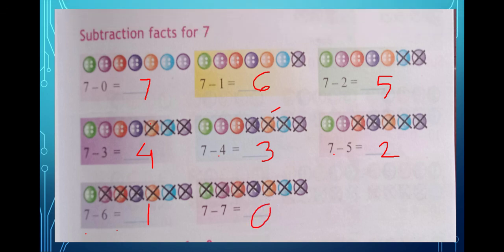Or you can understand this way also. 7, 6, 5, 4, 3, 2, 1, 0, like backward counting. Here it is forward counting: 0, 1, 2, 3, 4, 5, 6 and 7. Alright. Now subtraction fact of 8.